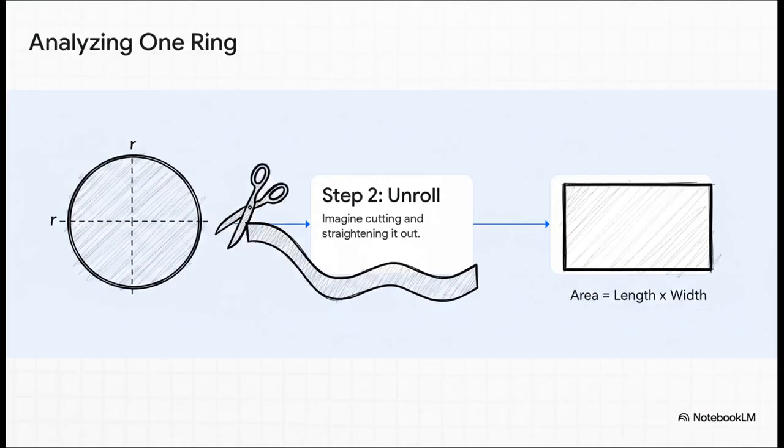So let's just grab one of these rings at some random radius we'll call r. Now, imagine you take a tiny pair of scissors, you snip it open, and you unroll it. You lay it out flat. What does it look like? Well, it's not a perfect rectangle, but it's pretty darn close, isn't it? And the great news is, we definitely know how to find the area of a rectangle. That's something we can work with.